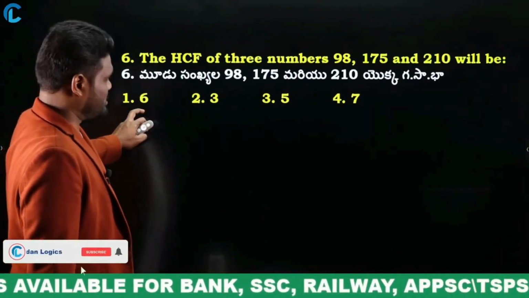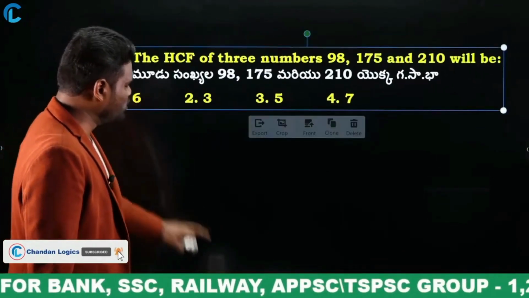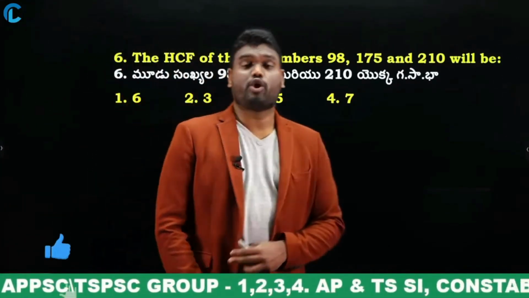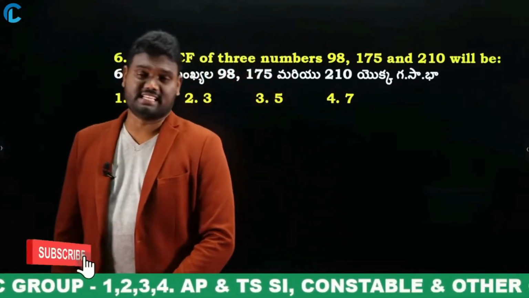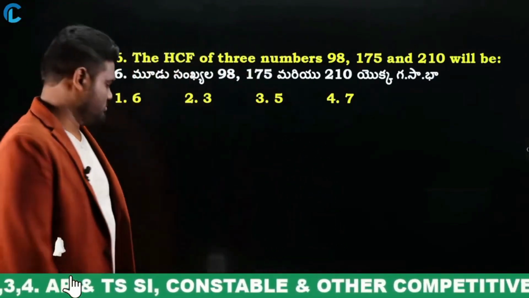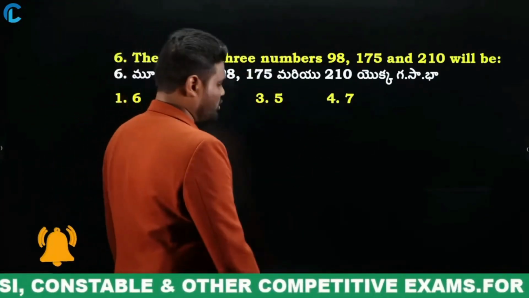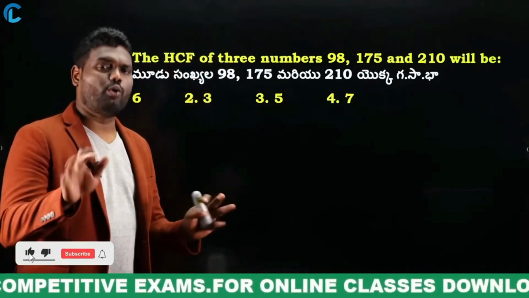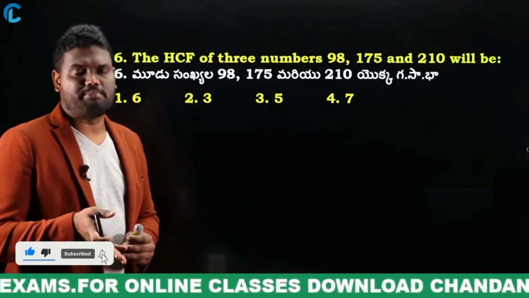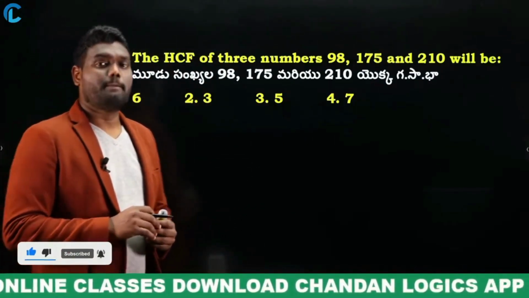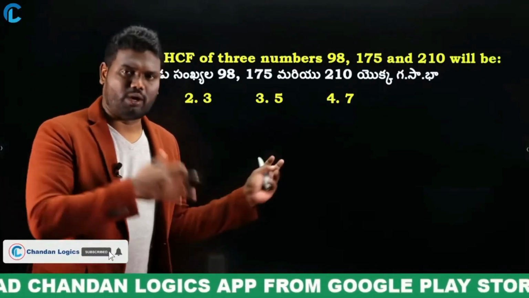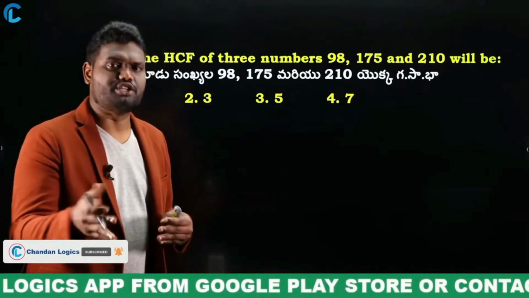HCF of three numbers: 98, 175, 210. Now look, again so many students get worried. Sir, now I got three numbers. If it is two numbers, it is easy, but with three numbers, what to do? Very simple. You do not worry about this. I am sharing the best approaches with you. You just follow what I am saying. Practice more examples, and definitely you will find the best time-saving techniques while applying the techniques I am going to teach you now.